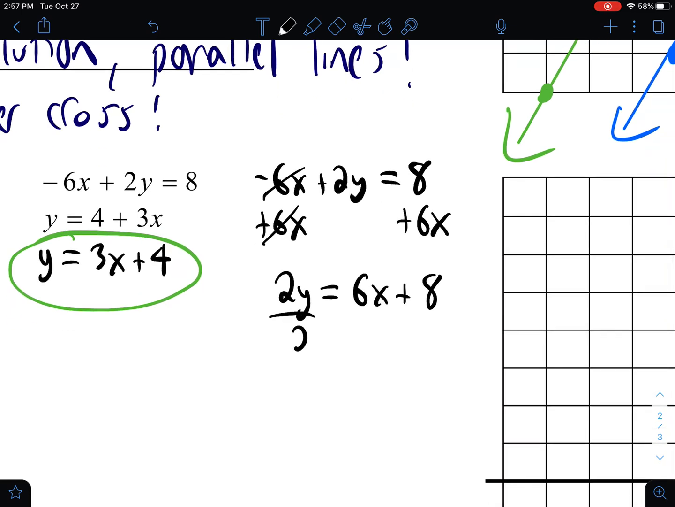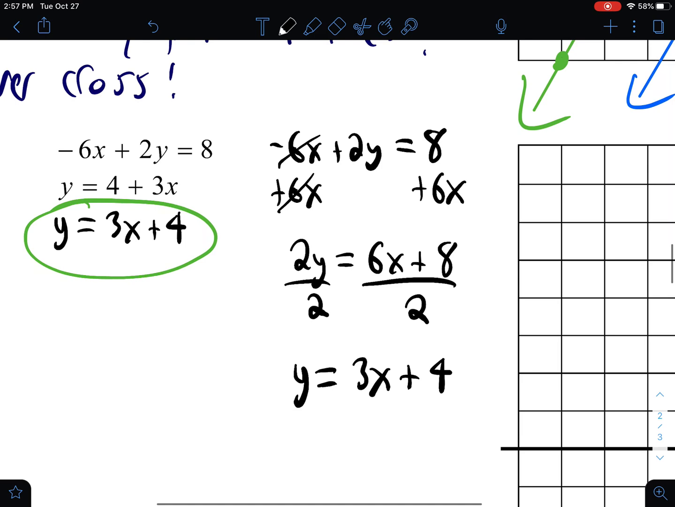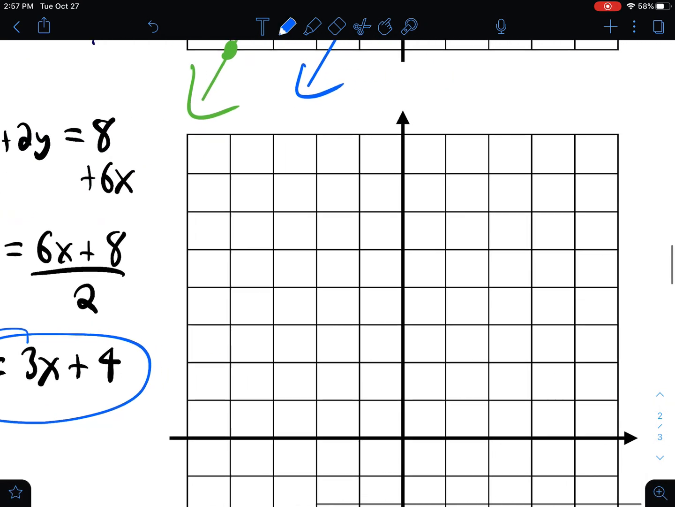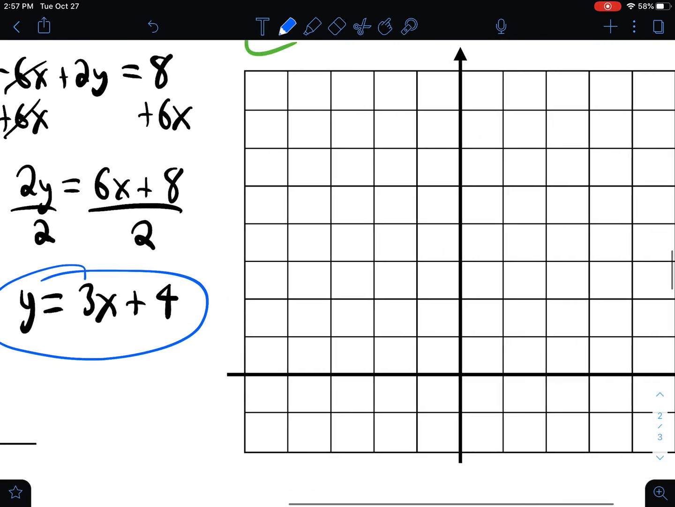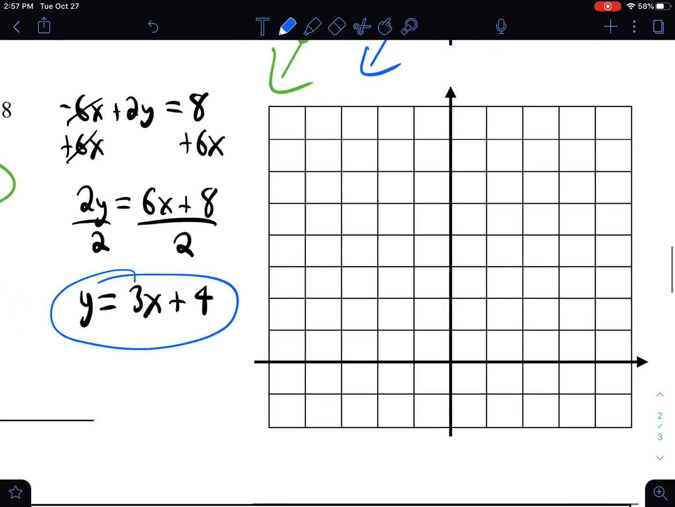Now what do we do? Divide by 2. Y equals 6x divided by 2 is 3x. 8 divided by 2 is positive 4. Uh-oh, what do you guys notice about these? It is the same exact line. I'm only going to draw one line here because they're literally the same line, but let's go ahead and graph this. So we have y equals 3x plus 4.